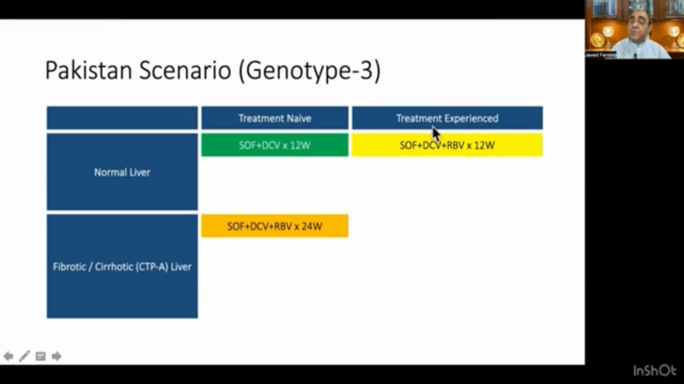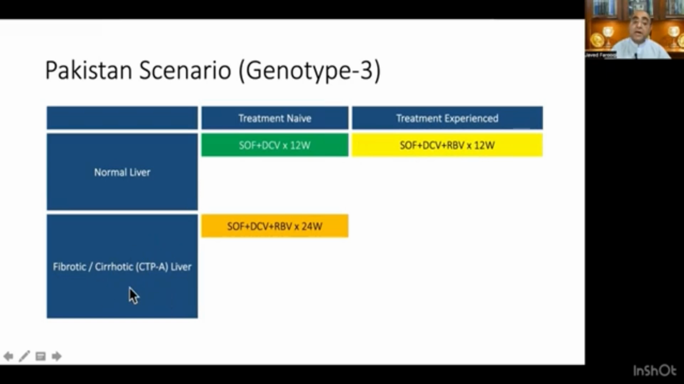But if the patient is treatment experienced, and either interferon treatment was given in the past, or the sofosbuvir-ribavirin combination was given in the past, and you want to give the patient sofosbuvir-daclatasvir, then add ribavirin into it, and it should be the sofosbuvir-daclatasvir and ribavirin combination for 12 weeks. So the difference between the treatment naive and treatment experienced patients with normal liver is that with a normal liver, treatment naive, you give sofosbuvir-daclatasvir for 12 weeks, and with treatment experienced, you give sofosbuvir-daclatasvir and ribavirin for 12 weeks.